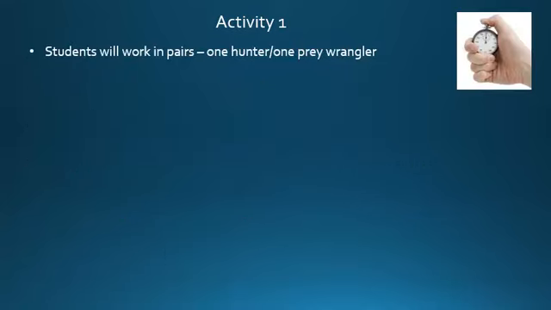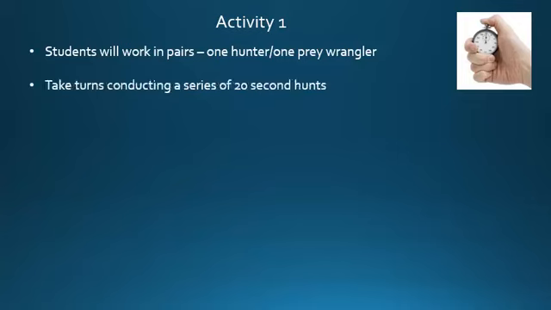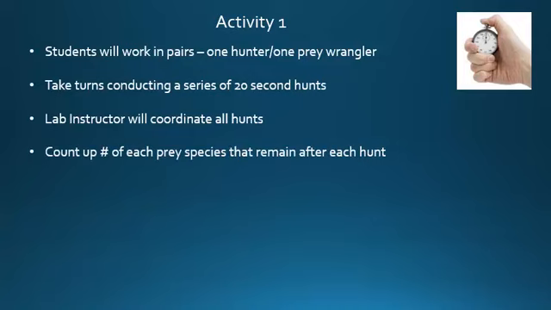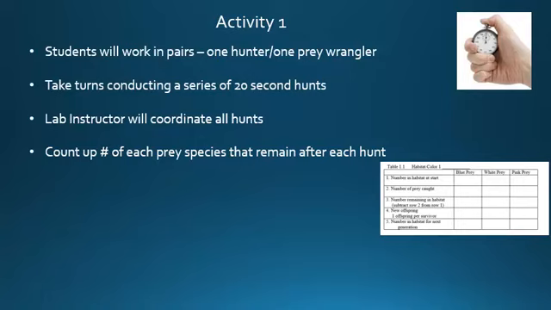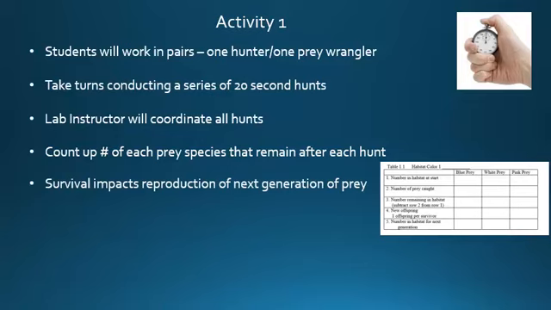Now, to accomplish this activity, the students will work in pairs, and one student will serve as the hunter and the other student will serve as a prey wrangler, and then the students will switch roles. You'll take turns conducting a series of 20-second hunts, and the 20-second hunts will be guided by your laboratory instructor. So your laboratory instructor will coordinate all the hunts for all the participants in the lab. After a hunt, you'll count up each of the prey that remain or survived the hunting process, and you'll record them in your lab handout. How many prey remain, or how they did in terms of surviving the hunt, will certainly determine their ability to reproduce in the next generation.